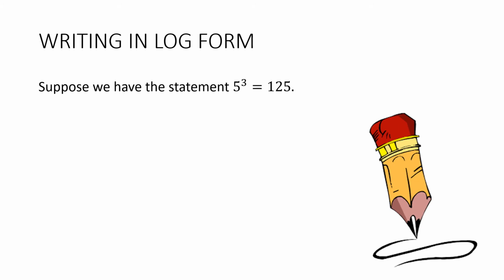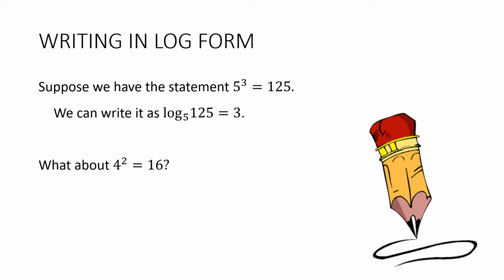Now, let's have a look at how we take index form and rewrite it in log form. So here we've got 5 cubed is equal to 125. Now the base stays the same. Okay, so it's going to be log base 5. This is going to be the answer, the 3. And this is the argument. So this is how we rewrite it. Log base 5 of 125 is equal to 3. Let's just check it. 5 to the power of what gives us 125? It's 3.